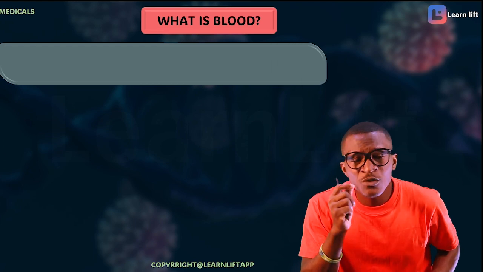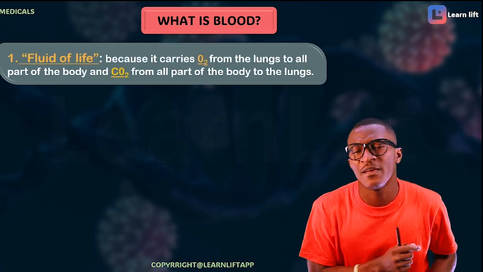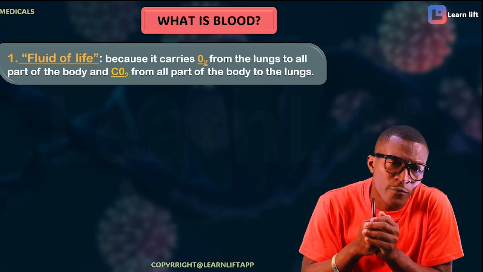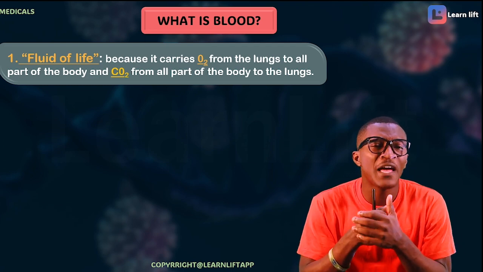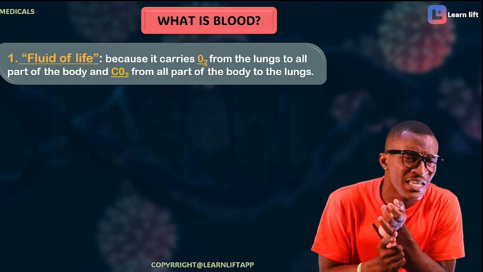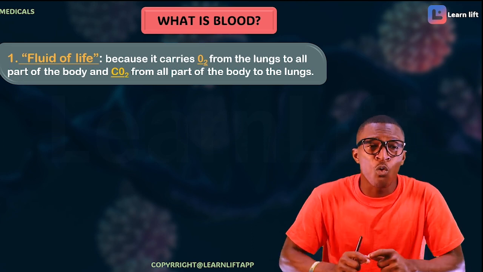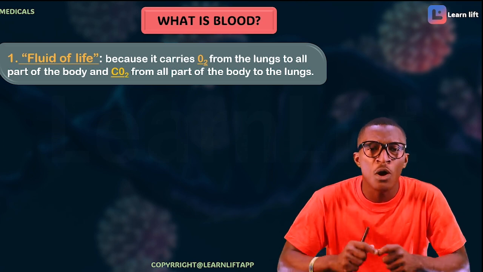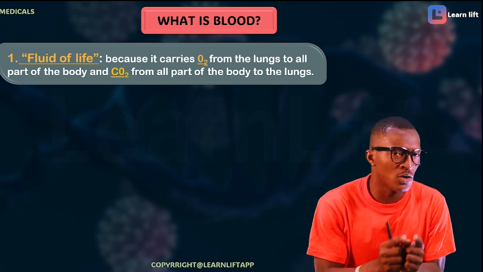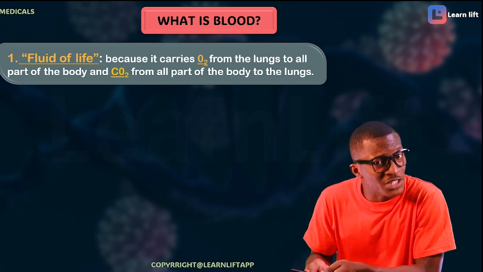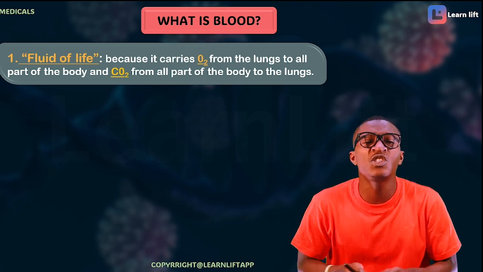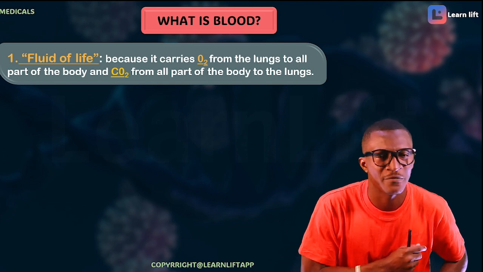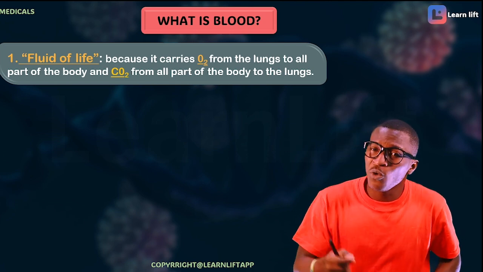Number 1, take note that blood is called the fluid of life. Why is blood called the fluid of life? Blood is called the fluid of life because it carries oxygen from the lungs to all parts of the body, and it removes CO2 from all parts of the body and takes it back to the lungs. Because it carries oxygen from the lungs and returns CO2 to the lungs, it is called the fluid of life.